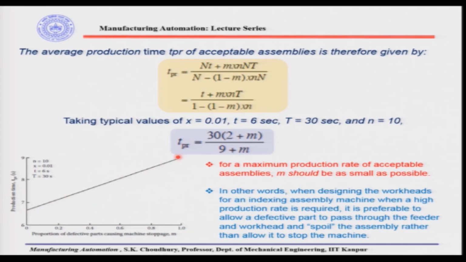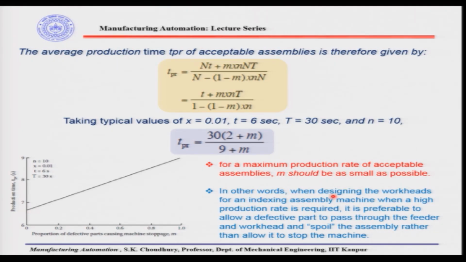So, what it says is that for a maximum production rate of acceptable assembly, m should be as small as possible. For small m, TPR is minimum. So, the production rate, which will be 1 by TPR, will be maximum. Therefore, it is said here that for a maximum production rate of acceptable assemblies, m should be as low as possible. This is one conclusion that we can draw.